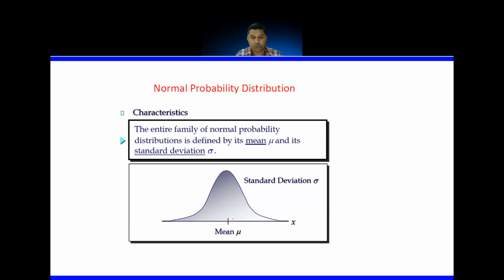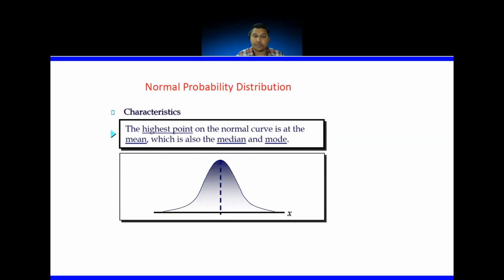Second one, the entire family of normal probability distributions is defined by its mean and standard deviation. So the mean is always in the center, and standard deviation is how far they differ from each other. The highest point on the normal curve is at the mean, which is also the median and mode. If the data is normally distributed, its mean, median, mode are all the same, and the highest peak point is your mean.